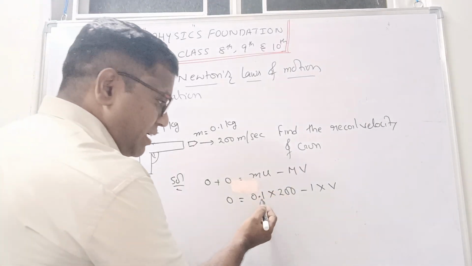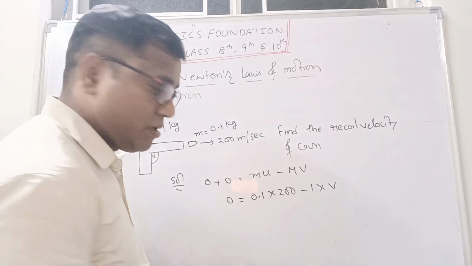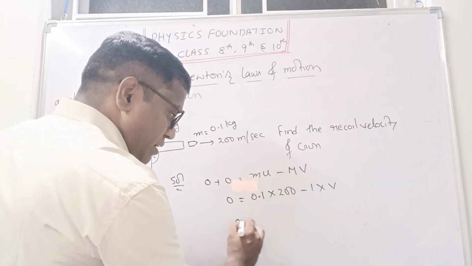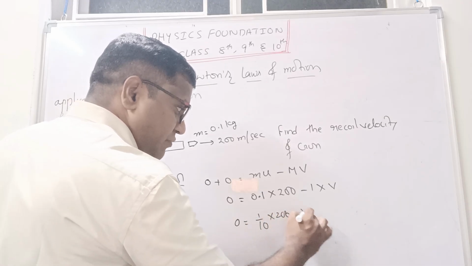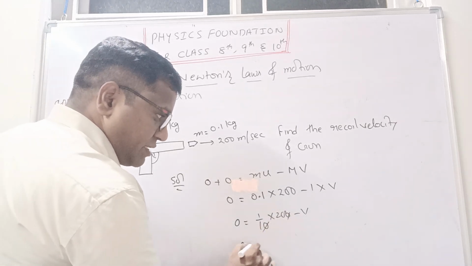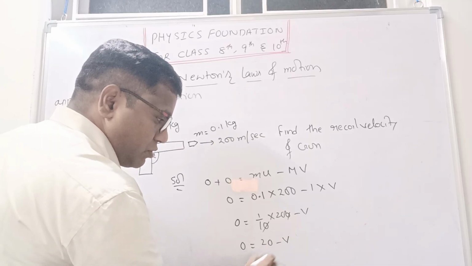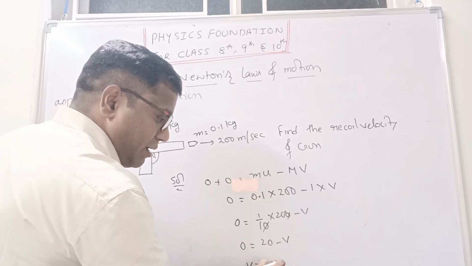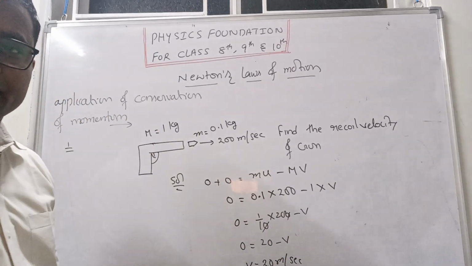Clear? Now we can write 0.1 as 1 by 10. So 0 is equal to 1 by 10 into 200 minus v. So the 10s get cancelled. So 0 is equal to 20 minus v. So v is equal to 20 meter per second. So this will be the answer.